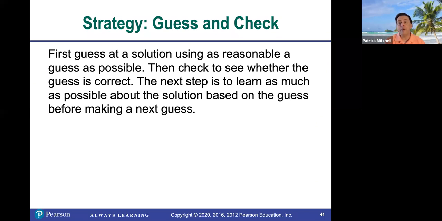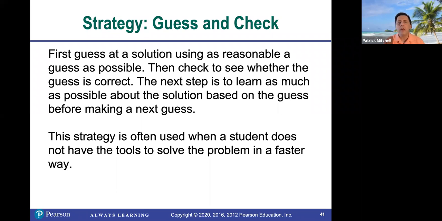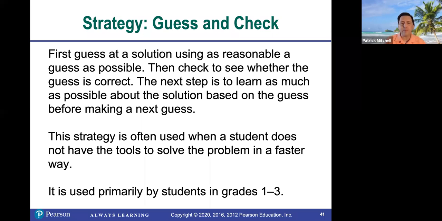It's actually helpful. I mean, I hate the guess and check strategy for solving algebra problems, but it is sometimes helpful to come up with the equation that you're supposed to solve algebraically in order to get the answer. This strategy is often used when a student does not have the tools to solve the problem in a faster way. And they say here that that's primarily in grades 1 through 3. However, I have seen students in higher grades use guess and check. Really, it's appropriate in any situation where they haven't learned the faster way to do the problem.